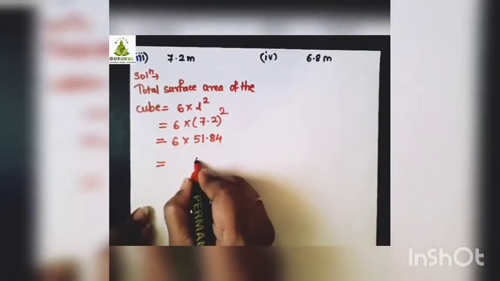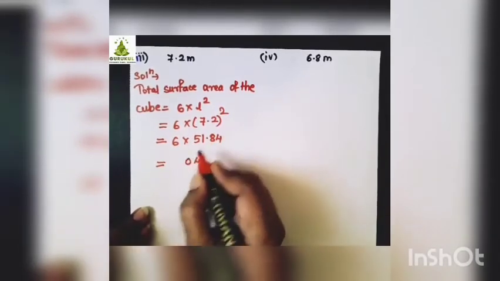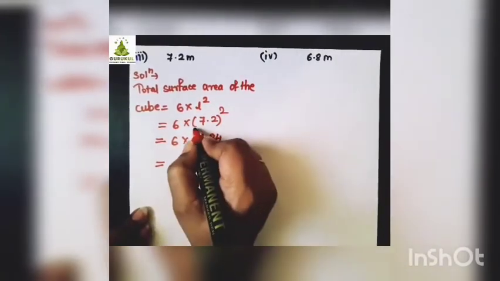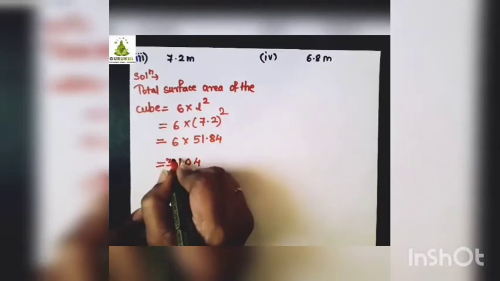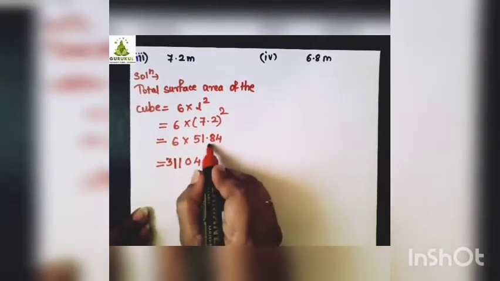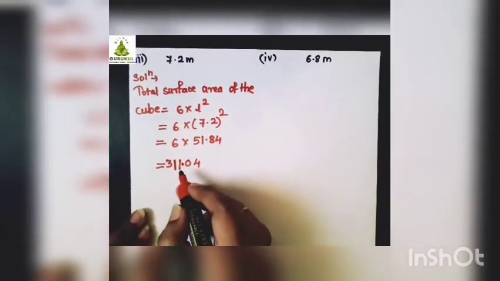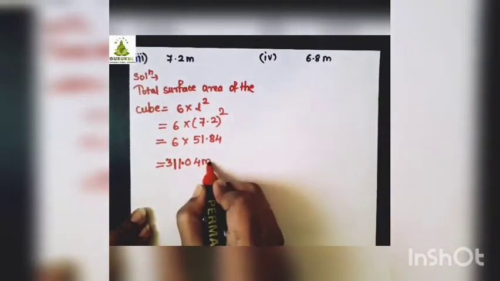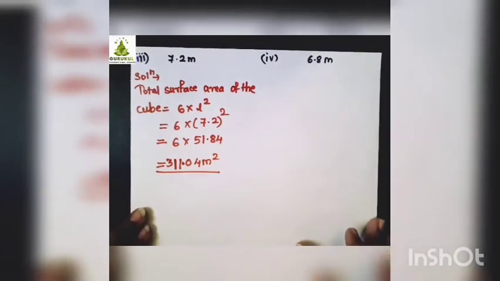6 fours are 24, carry 2. 6 eights are 48 plus 2, 50, carry 5. 6 ones are 6 plus 5, 11, and 6 fives are 30 plus 1, 31. So here, after 2 digits we have to put the decimal point. So 311.04, unit is meter. So meter square is the answer.